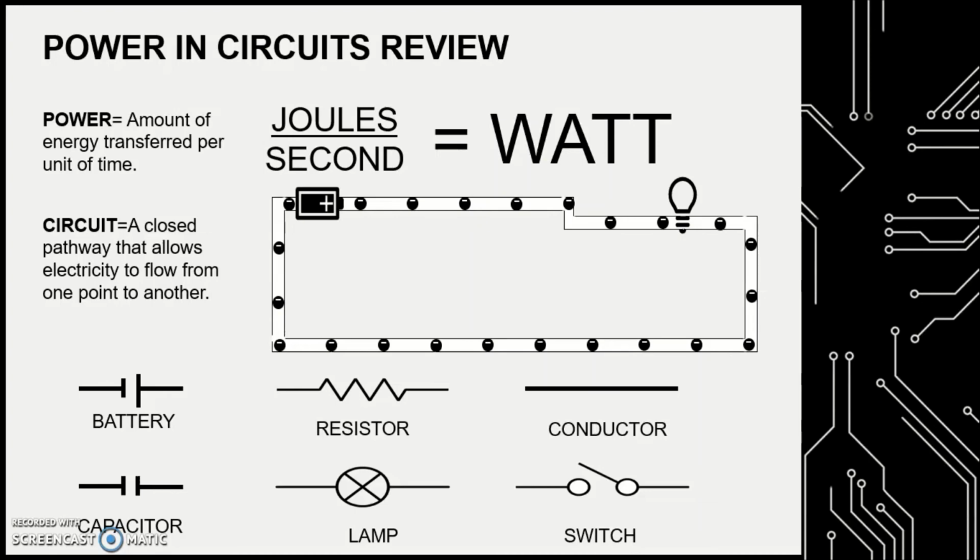So in the video example, it was to create a chirping sound. We can use it to create different brightnesses of lamps. And so that's why this is important to understand power in circuits, to understand that the power is the amount of energy transferred per unit time in a circuit, which is a closed pathway that allows electricity to flow from one point to another, which really allows for us to have different variety in the products of our lives.